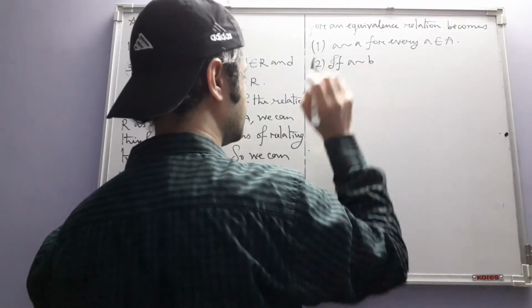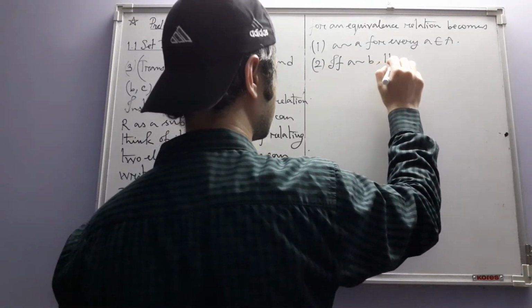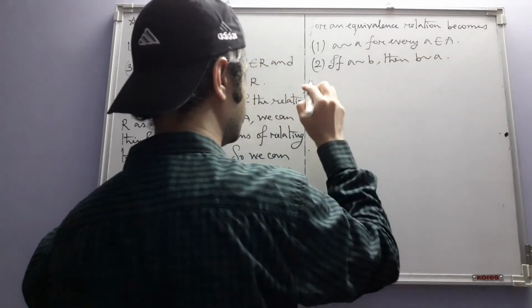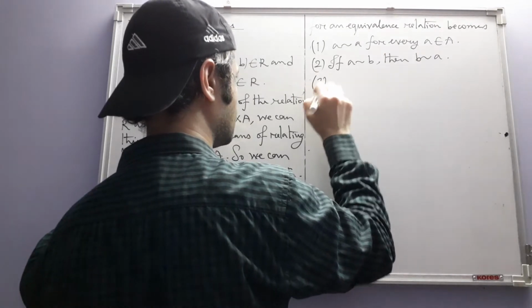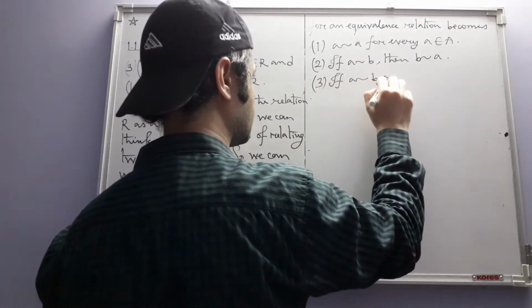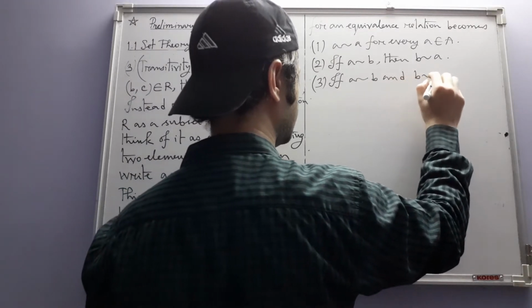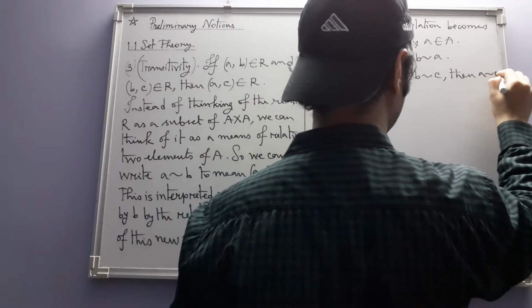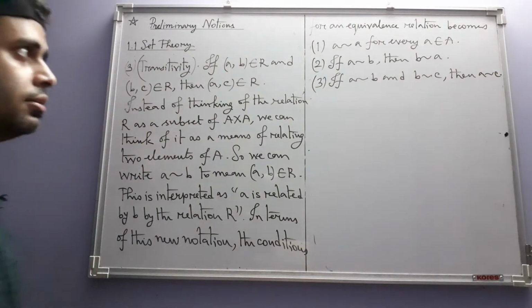If A is related to B, then B is related to A. Symmetry and transitivity, if A is related to B and B is related to C, then A is related to C.